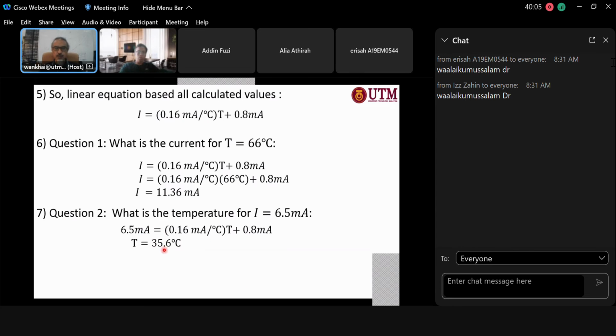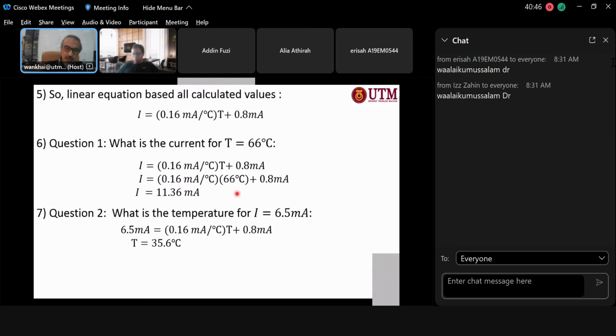Normally when we use the equipment, we do not know the temperature. We use our thermometer and put it in the environment where we want to measure the temperature. What we get is the output from the transducer, that is the current. So we would like to know what the temperature is. So this equation is question 2, the scenario when we are using the equipment to obtain the temperature, and question 1 is when we do the calibration.